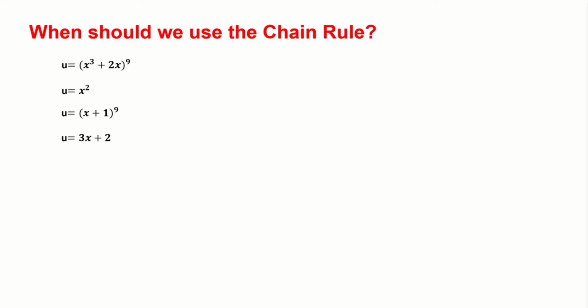The answer is that the chain rule helps you save time in taking derivatives. For example, here we have (x cubed plus 2x) to the power of 9. You can apply the power and open it up, but it takes time to do that, so the best thing is to use the chain rule for this case. What about x to the power of 2? Easily you can take the derivative of that, so there is no need to use the chain rule for this case.